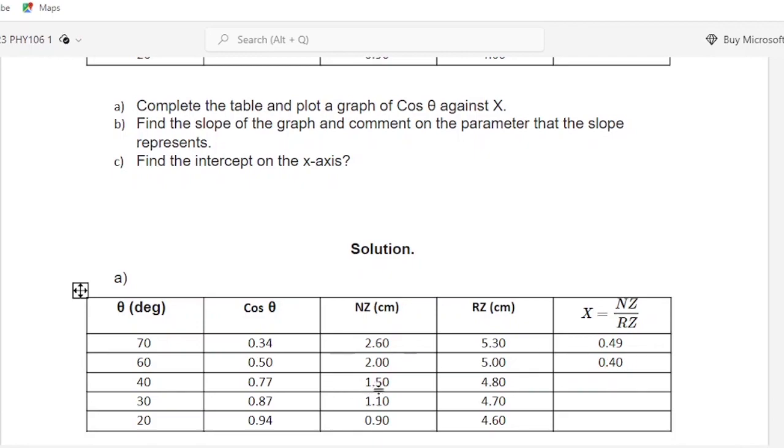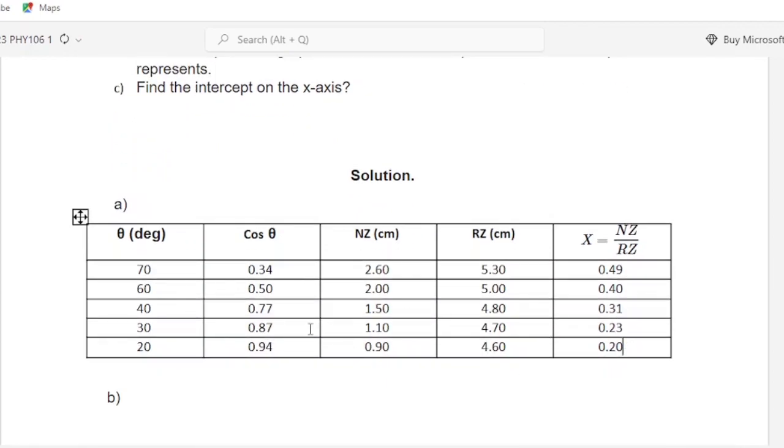Come to the next one there. Next one now becomes 1.5 divided by 4.8, which gives about 0.31. To the next one, I have 1.1 divided by 4.7, which gives about 0.23. My final one is 0.90 divided by 4.6, and I'll get 0.20. All right, so I'm done completing my table.